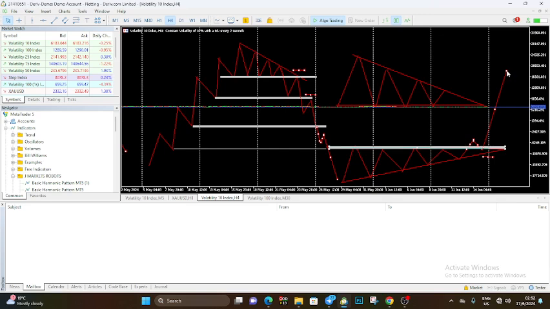Simply knowing your patterns, simply knowing your reversal patterns, and which phase you are in the market. Are you in a bullish market? Are you in a bearish market? Are you in a consolidation market?